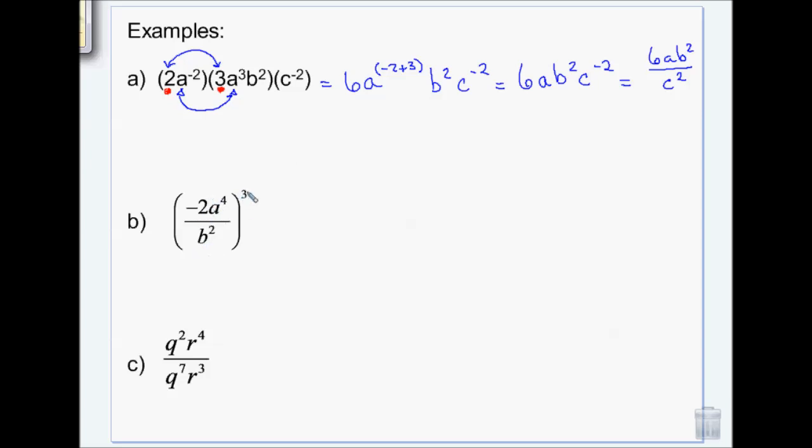I have a quotient raised to a power. I have to take this 3, right? And I have to apply it to the 2, to the A to the 4th, and to the B squared. Okay. So this is going to become negative 2 to the third, A to the 4 times 3 over B to the 2 times 3. Negative 2 to the third is negative 2 times negative 2 times negative 2. So negative 8, A to the 12th, B to the 6th. I have no negative exponents, and nothing else can combine or reduce, so we're done.